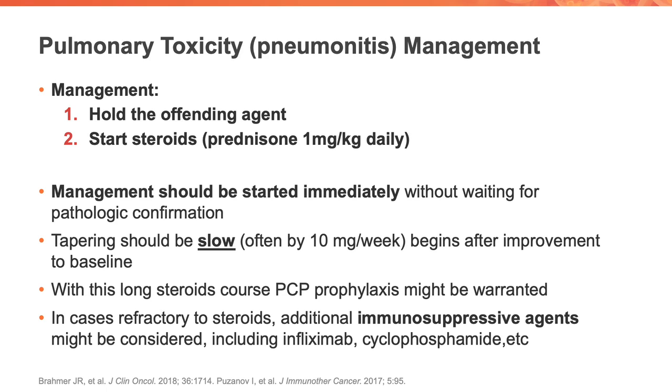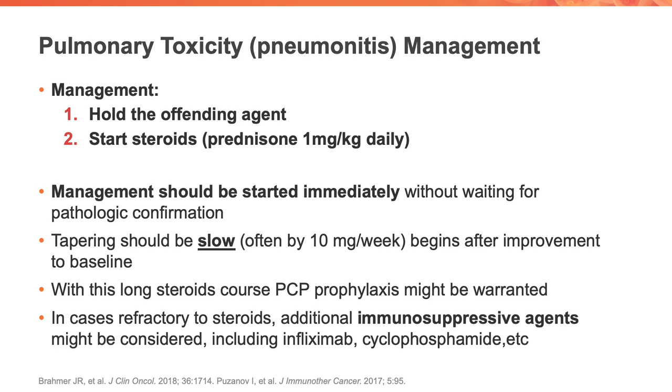Now we're going to talk about pulmonary toxicity or pneumonitis management. Really the same rule of thumb applies here: holding the offending agent, which is the checkpoint inhibitor, and starting steroids with prednisone of 1 milligram per kilogram daily. What's important to note here is that management should be started immediately without waiting for a pathologic confirmation of pneumonitis, which can be done through EBUS and can take some time to be accomplished.